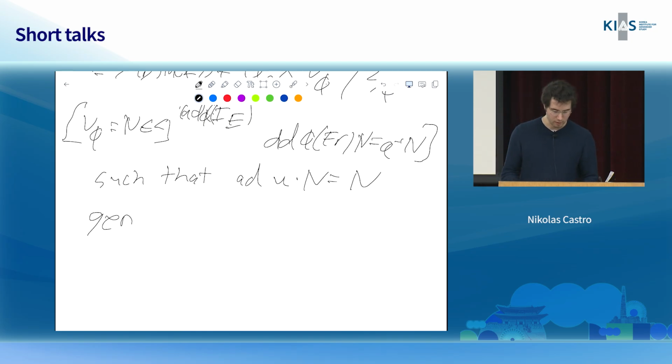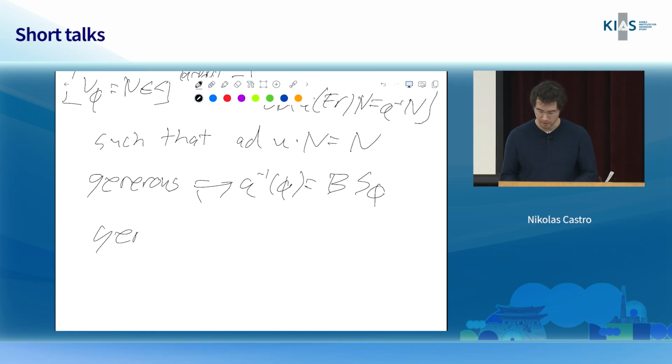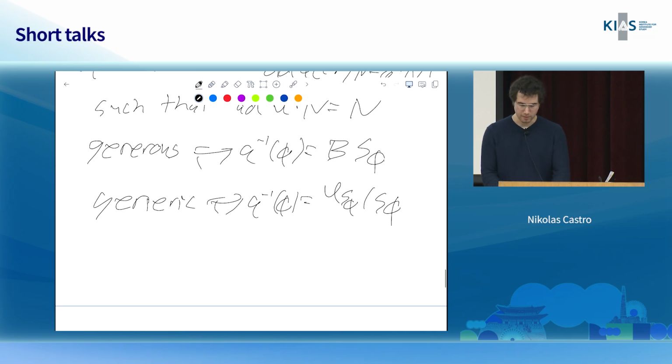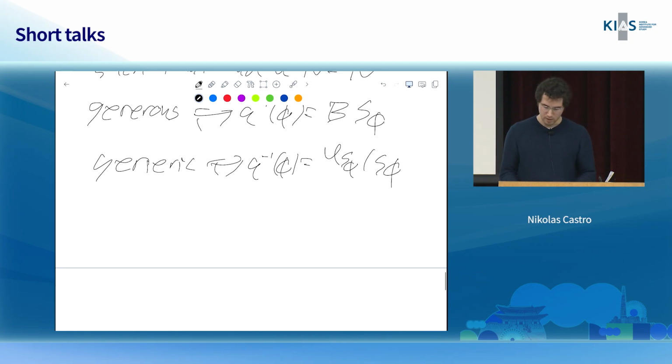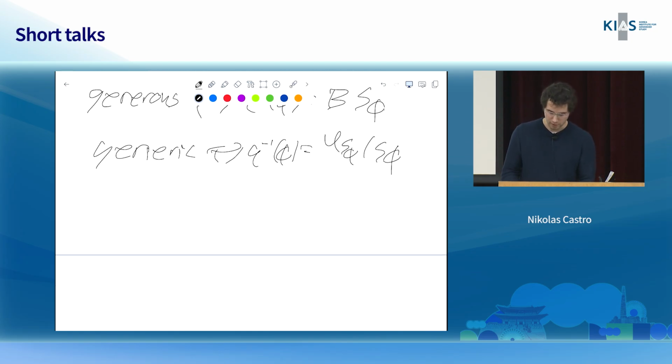Okay, so then going back to the definitions, generous means that Q inverse of phi should equal the classifying stack of S phi, and generic means that Q inverse of phi should just consist of this unipotent part. So in other words, the Vogel variety is trivial. All right, now we're going to study how the Fargues-Scholze correspondence should look at some of these parameters. So we'll start with the generous ones.